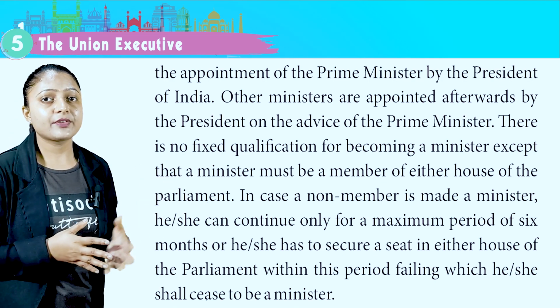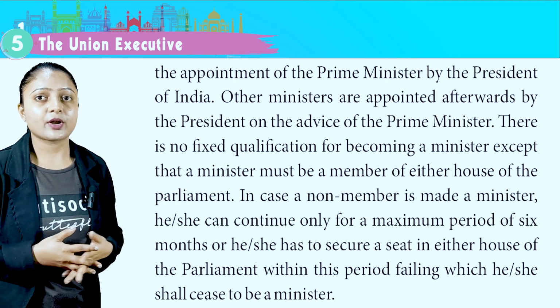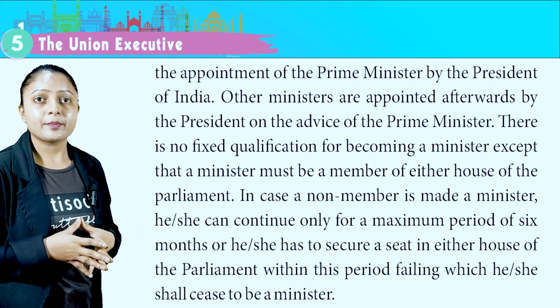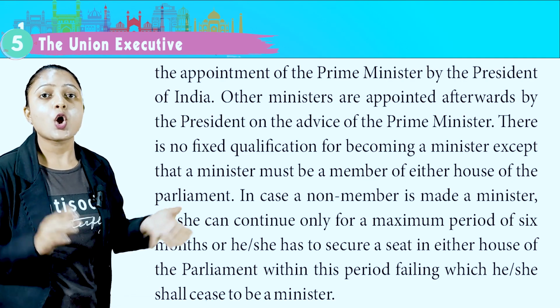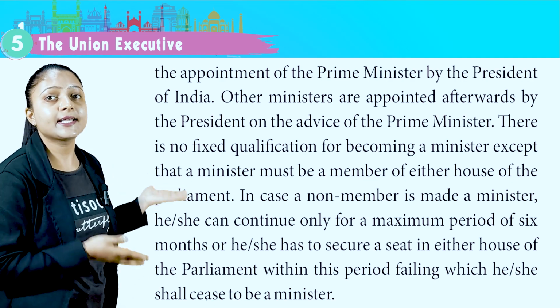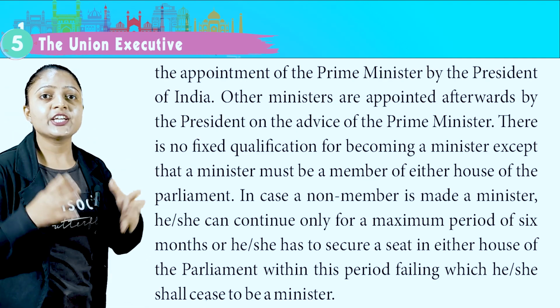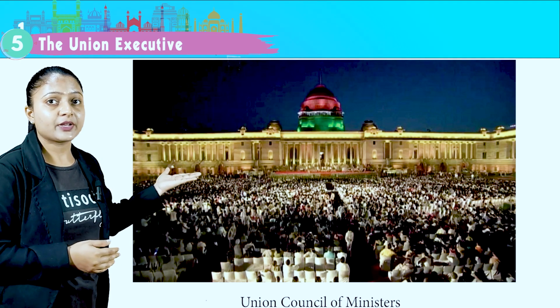There is no fixed qualification for becoming a minister except that a minister must be a member of either house of the Parliament. In case a non-member is made a minister, he/she can continue only for a maximum period of 6 months, or he/she has to secure a seat in either house of the Parliament within this period, failing which he/she shall cease to be a minister. This is the image of the Parliament of India.